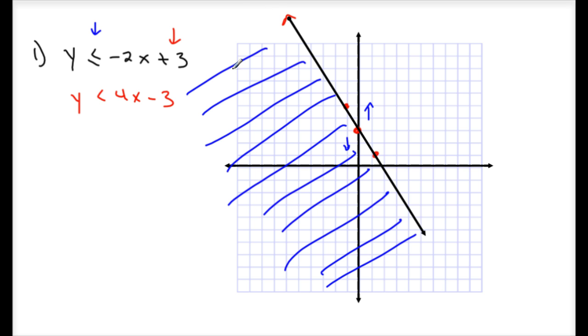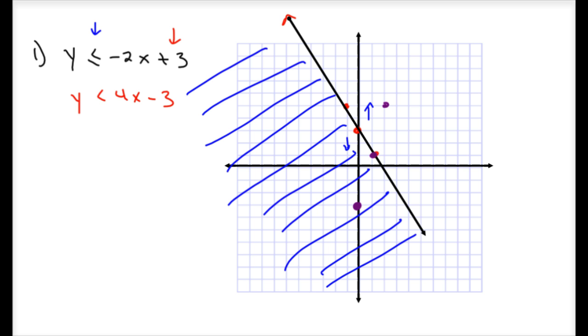Now for my second equation, in red, y is less than 4x minus 3. So I'm going to, again, graph this one. I'm going to start with my y-intercept, negative 3. 1, 2, 3. Here's my y-intercept. 4 is my slope, so I'm going to go up 4, right 1. 1, 2, 3, 4, right 1. Or I could go down.